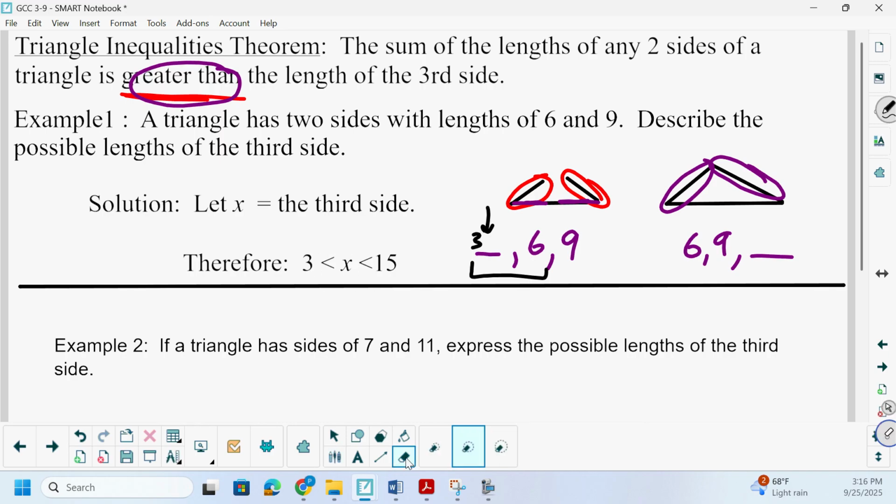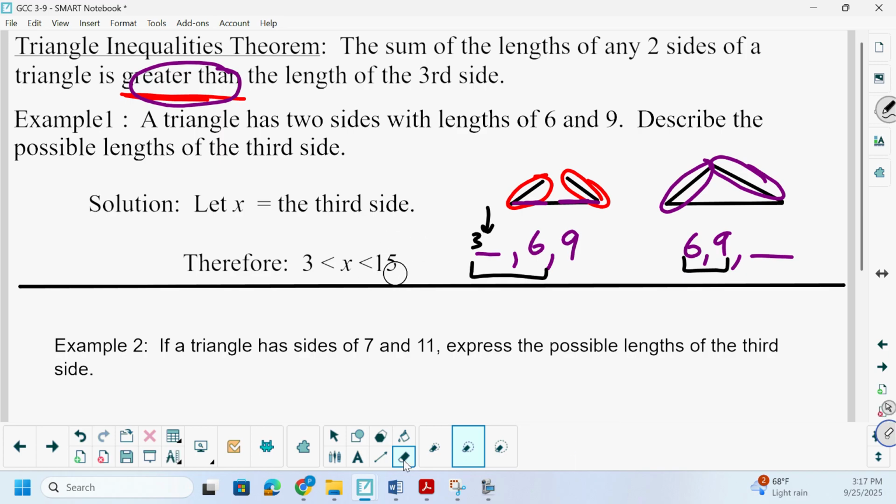Well, if I go over to the other one, if we're considering 6 and 9 the small two, and we want them to add and be bigger than the other one, well, notice 6 and 9 together are 15. We need 15 to be bigger than this third side. If 15 was there, they'd be equal, so that'd not be any good. So we've got to make sure that third side is not bigger than 15. So that's where the second part of this inequality comes from.